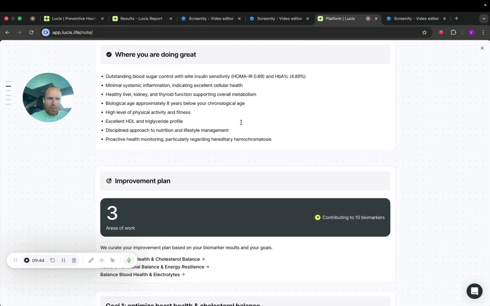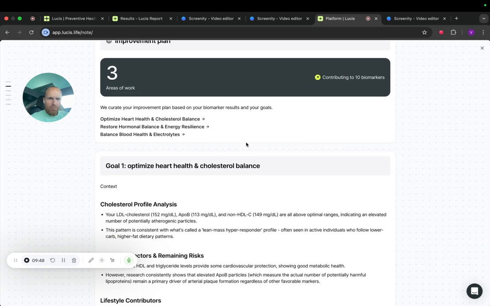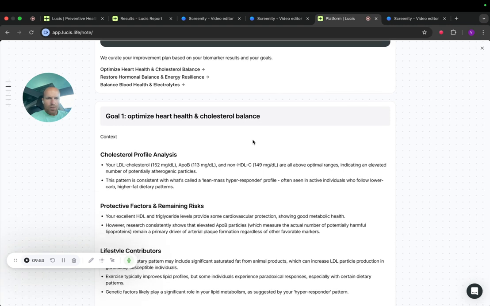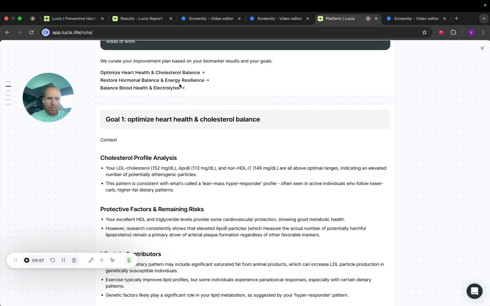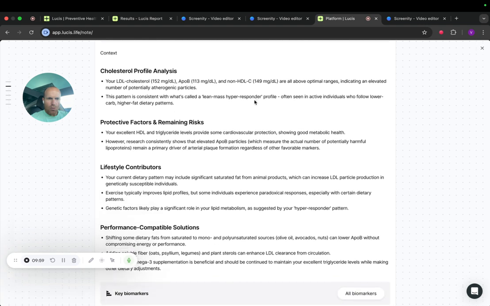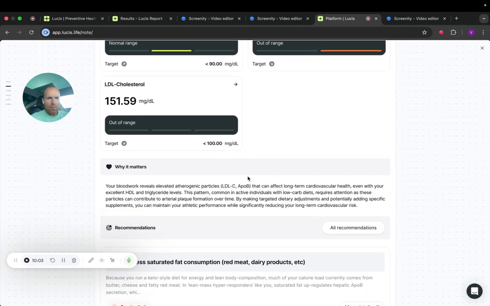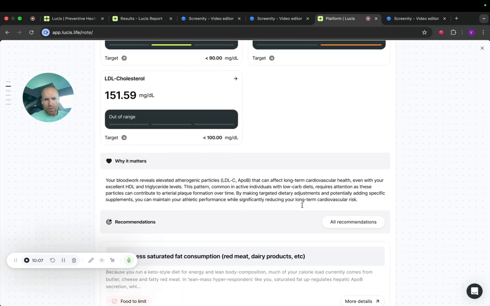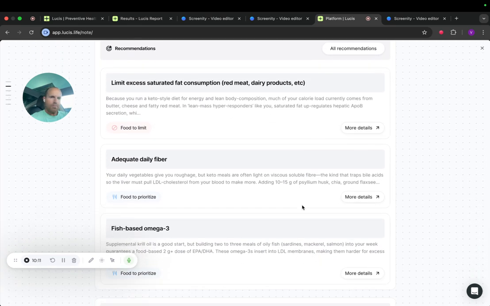Where am I doing great? All of these things, excellent. And then the improvement plan. This starts to overlap a little bit actually with the protocol that I'll select in a minute. So each of these three goals to achieve, and what are the biomarkers that then will be affected. ApoB is a lot higher than normal, again, a little bit linked to that mold toxicity, I hope.